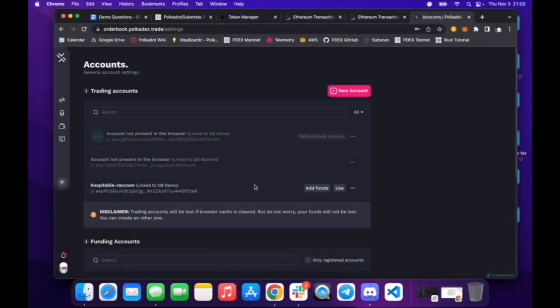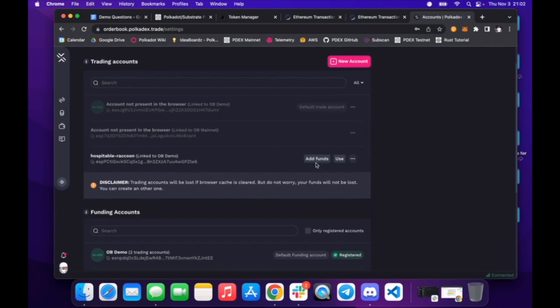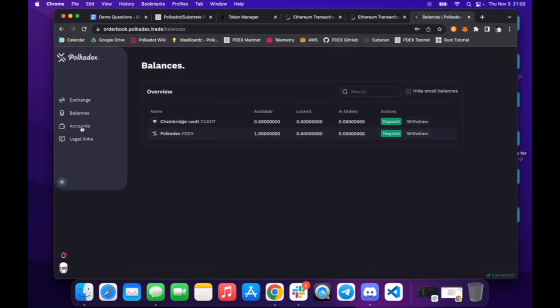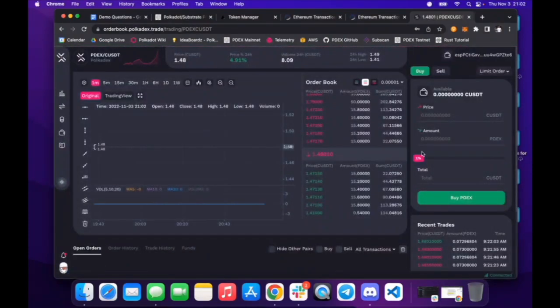So yeah, I created a new account here. When there are multiple accounts, if I want to choose one specific account for that browser, or one specific account that I want to trade with, I click use and then add funds. It's going to take me back to the balances page and I add funds there. So that's the third step. The fourth step is I go to exchange and I can place trades.